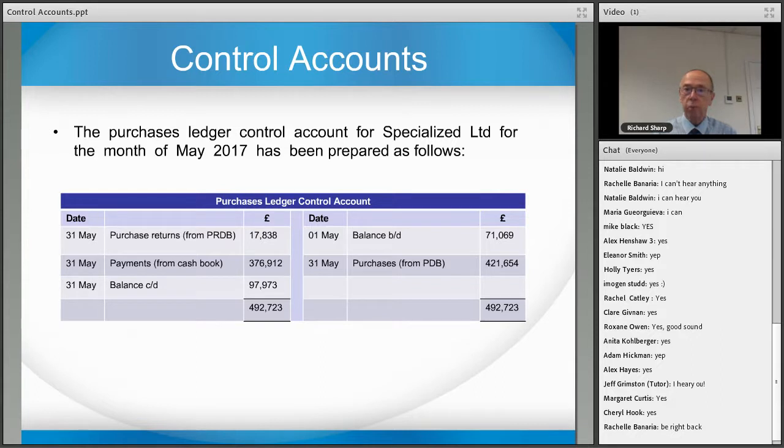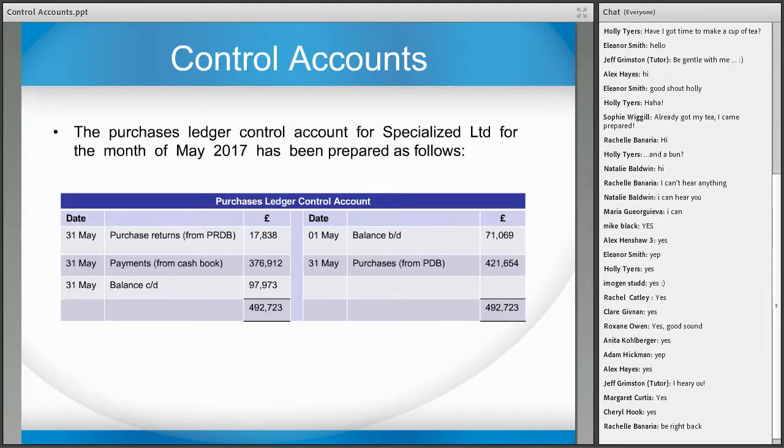First of all, we'll start with the purchase ledger control account. It's the purchase ledger control account for Specialised Limited, and we'll just run through the breakdown of it first, just to make sure you're all familiar with the layout. We start at the 1st of May with a balance brought down of 71,069, brought down on the credit side, because bear in mind the purchase ledger control account is where we record the total of all the amounts we owe our suppliers.